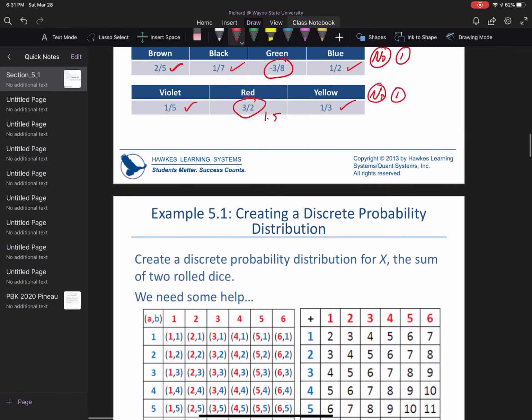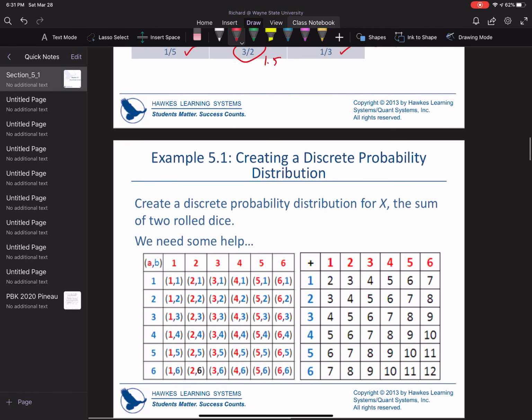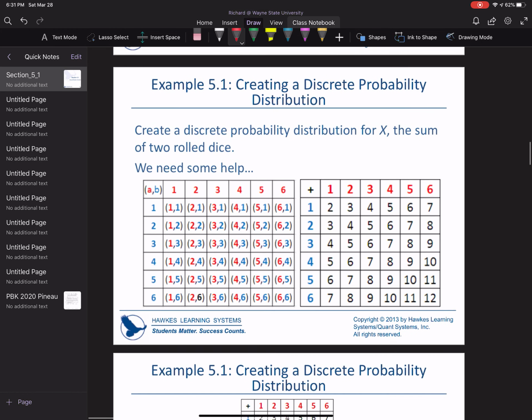Okay, now what we're going to practice doing is actually creating a probability distribution. Sometimes on the final exam, we're asked to do this. What we want to do is create one for X, which in this case is the sum of 2 rolled dice. Okay, so you see that language here. The random variable here is the sum of 2 rolled dice. So what does that mean? It means we take a die, we roll it, we get a number, maybe 4, and we take another die and we roll it and we get maybe 1, and the goal is to add them. The sum that we get is the outcome.